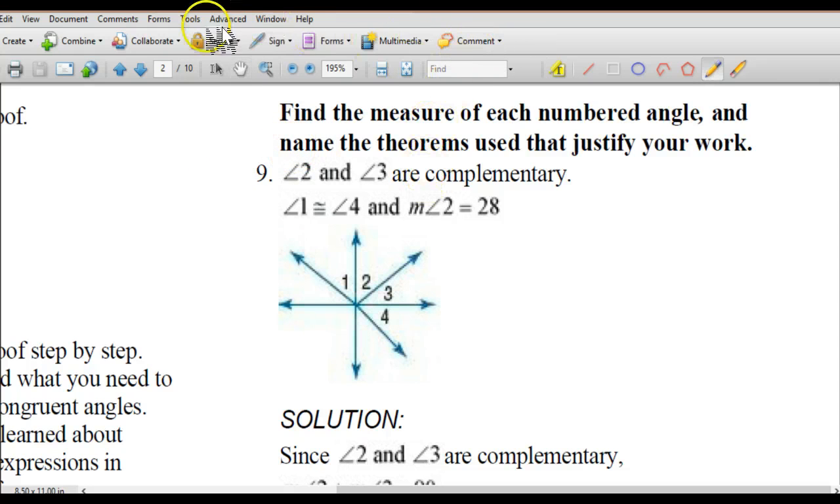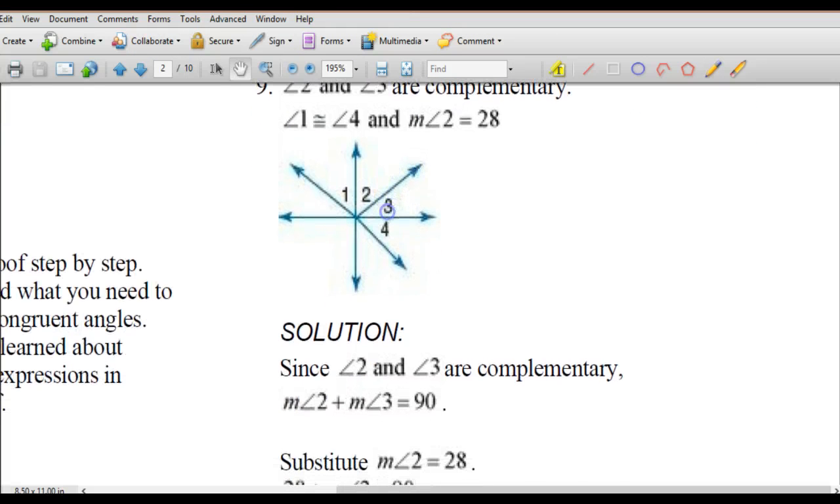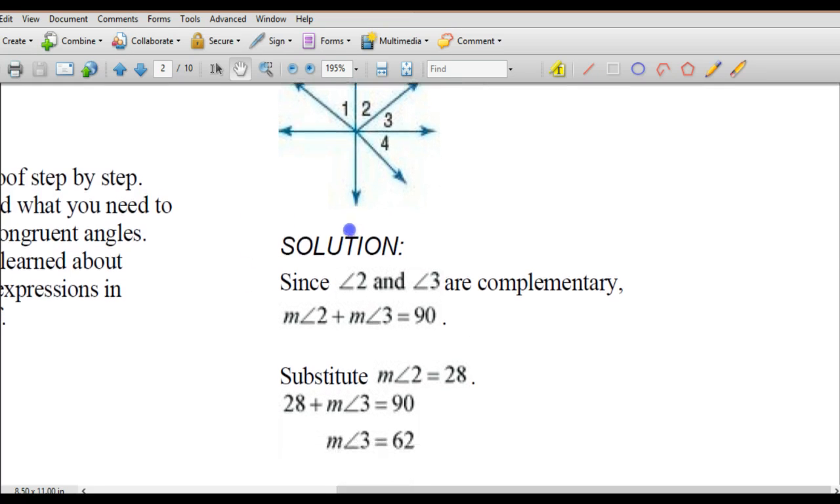So the first thing that we can do, since we know that 2 and 3 are complementary, we can say that the measure of 2 plus the measure of angle 3 equals 90. Then we will substitute in what the measure of angle 2 is. We are given that it equals 28. So 28 plus the measure of 3 equals 90. So subtract 28 from both sides, and the measure of angle 3 is 62.